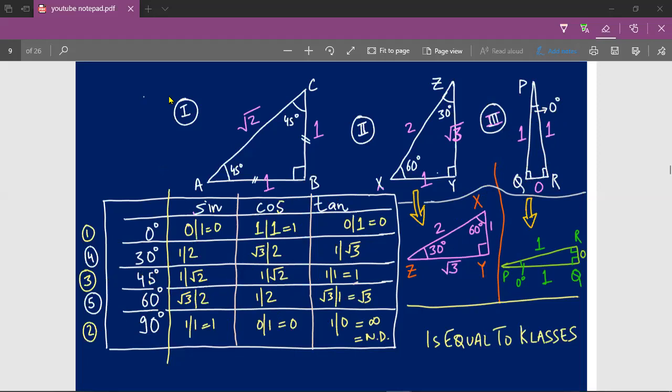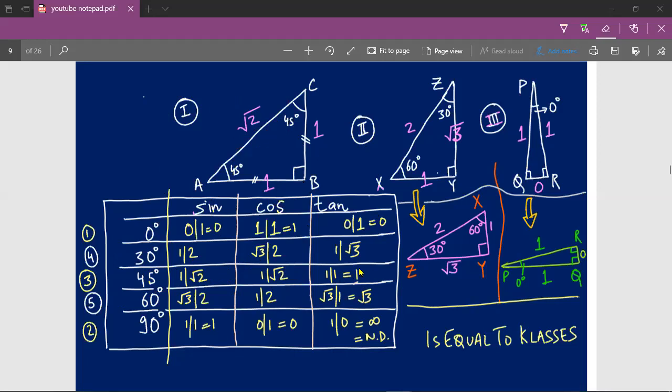Then we'll move to the third trigonometrical ratio, that is 45 degree. For 45 degree, we'll move to our first magic triangle. Sine 45 degree will be 1 divided by root 2. Why? Because our perpendicular is 1, hypotenuse is root 2. So sine theta is 1 upon root 2, perpendicular upon hypotenuse. Cos 45 degree is also 1 divided by root 2, because base is 1, hypotenuse is root 2, and cos theta is base upon hypotenuse. Then tan 45 degree is 1 divided by 1, because perpendicular divided by base is 1 upon 1, which is simply 1.